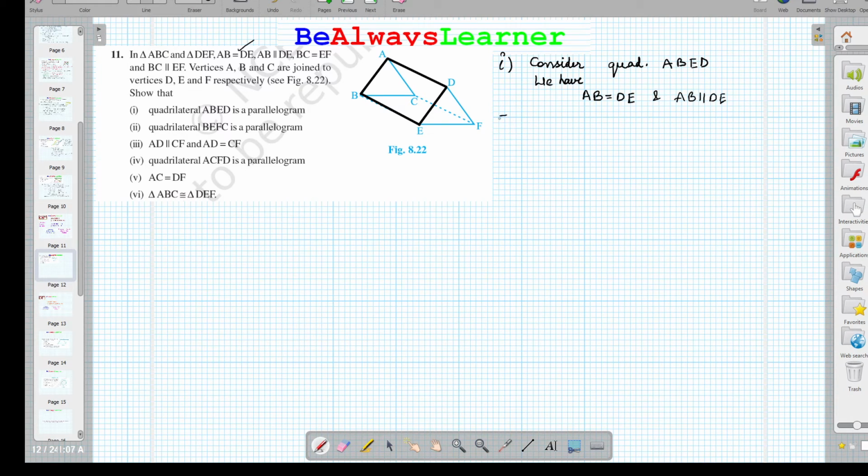Now if it is so, that implies that one pair of opposite sides are equal and parallel, and because they are equal and parallel, we can write that ABED is a parallelogram. So that is part number 1.